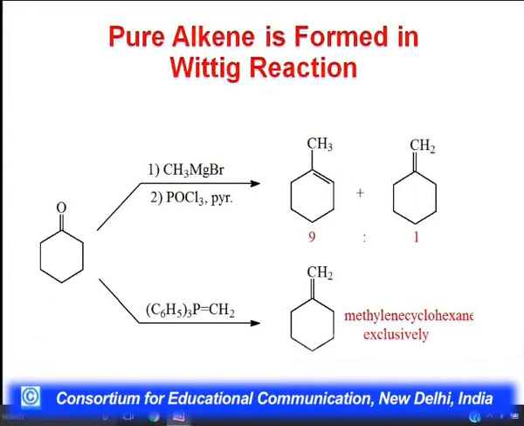Not only this, I have not shown it here, but if by chance a ketone is unsymmetrical, then we may get two alkenes, that is the E alkene and a Z alkene. And please remember, the Z alkene is more stable because the steric hindrance between the bulky groups is going to be less there.